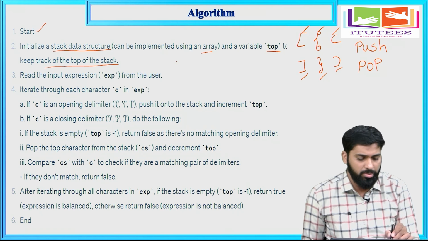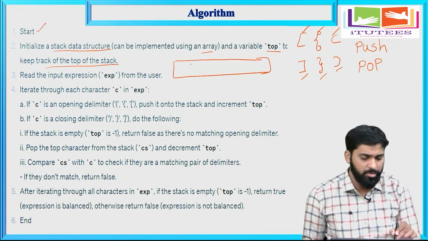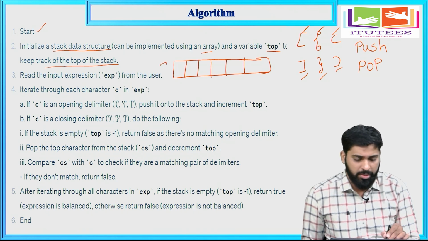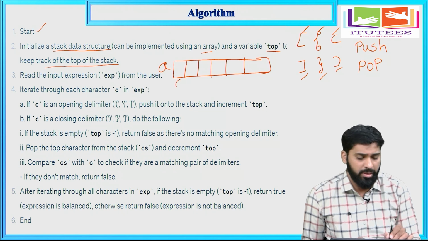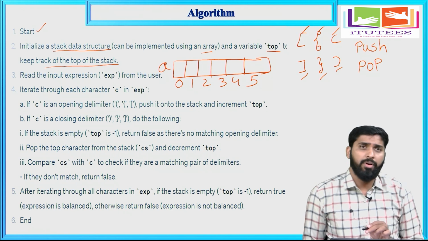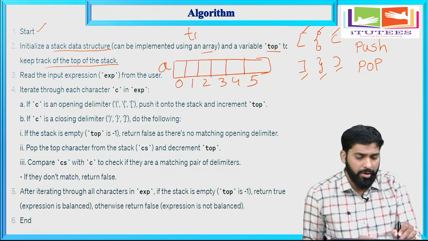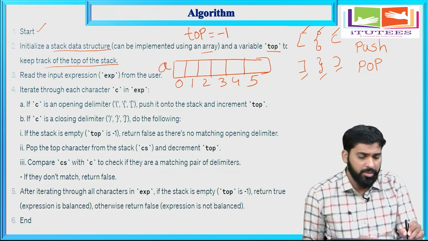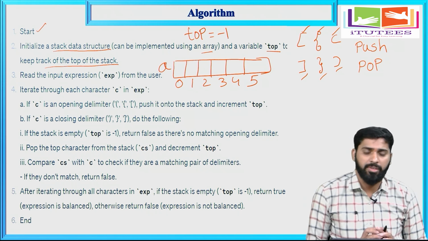Here we are going to use one stack. Let us assume this is the stack, and let us assume the stack name is A. So these are the indexes 0, 1, 2, 3, 4, 5. Initial top value equals -1. This is the initialization.